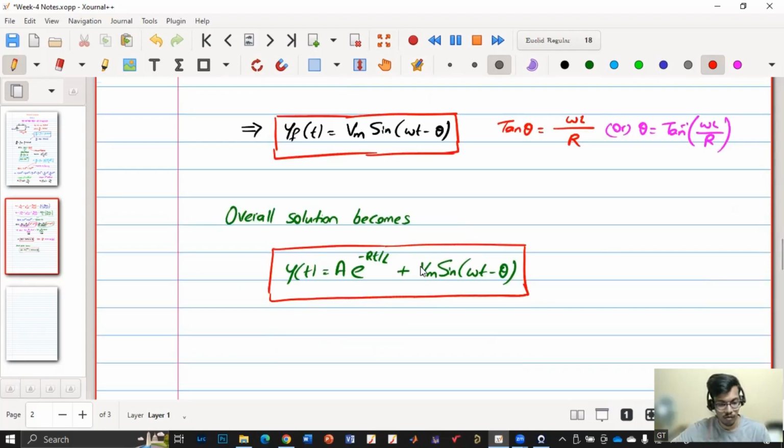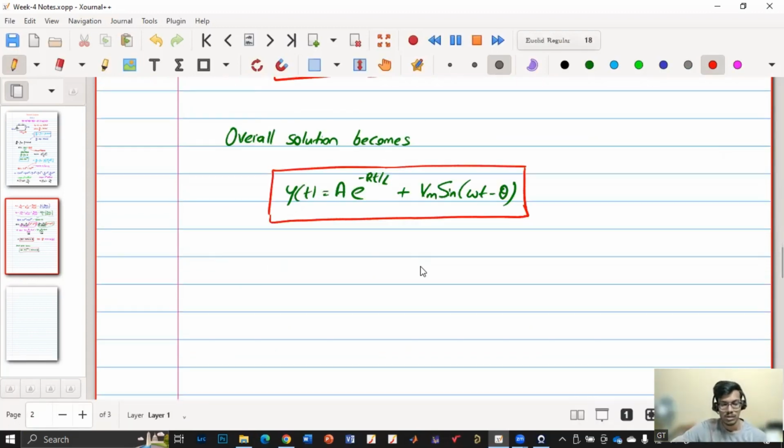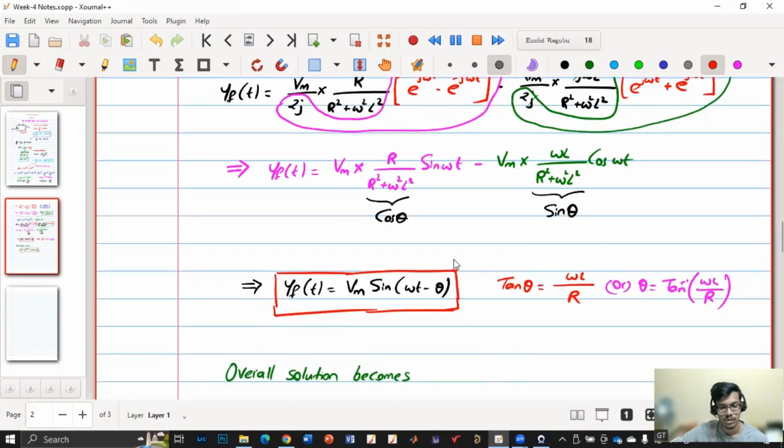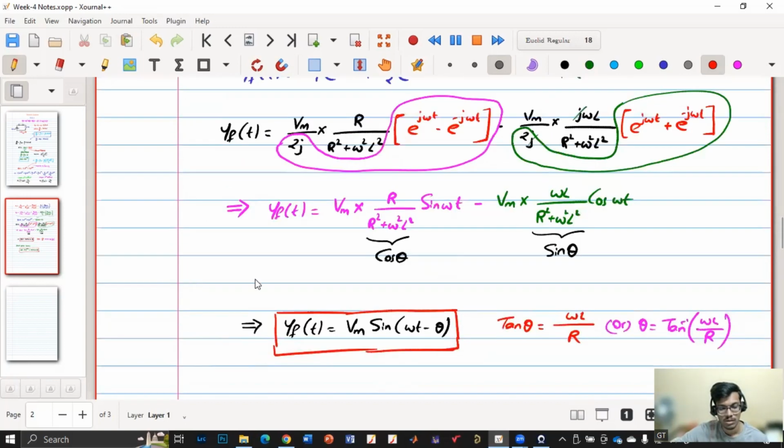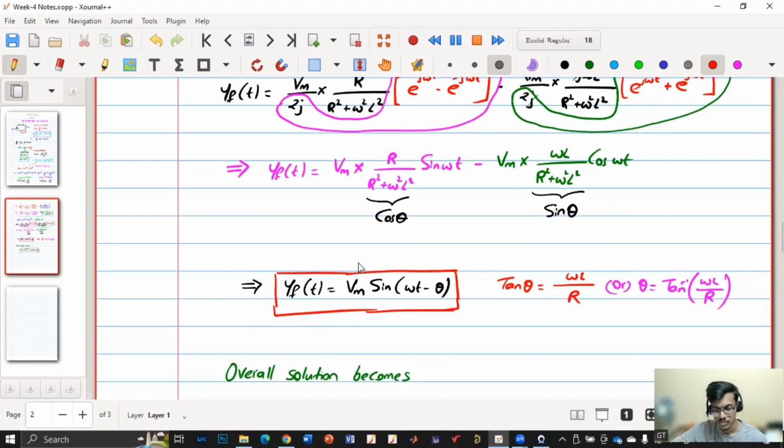Anyone? How will I find A? So in the natural response, there is still one unknown which I'm yet to find. So how will I be finding that? By putting the boundary condition given. At t equal to 0, y of 0 is given. Yes. And you have to excuse me.